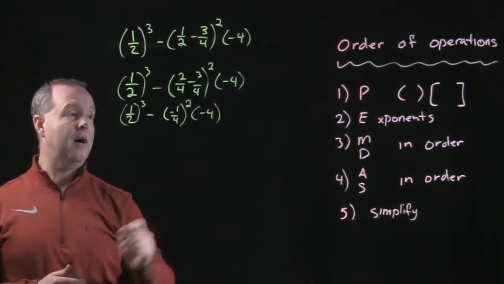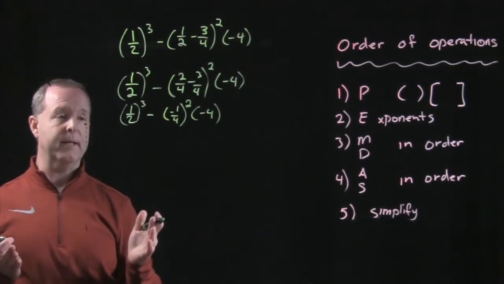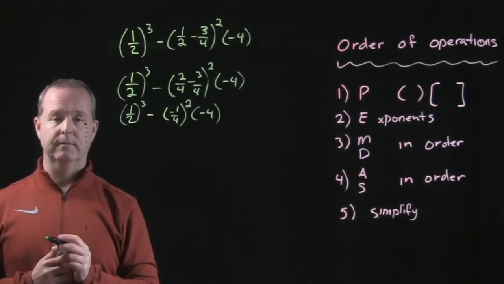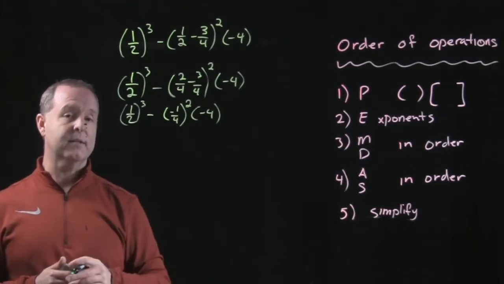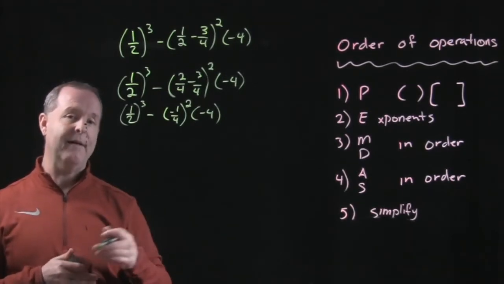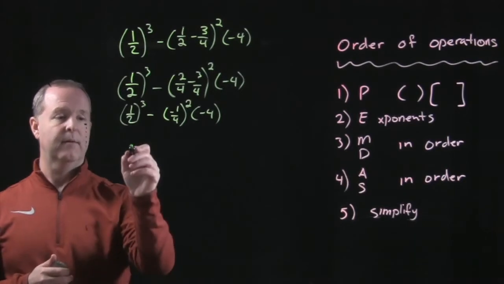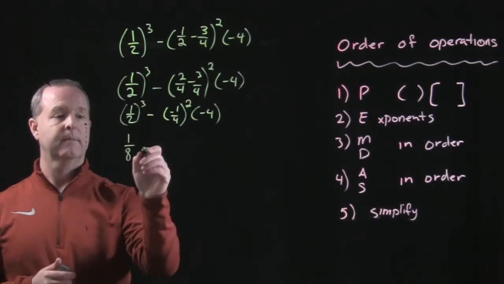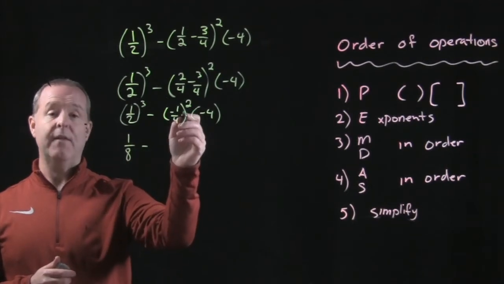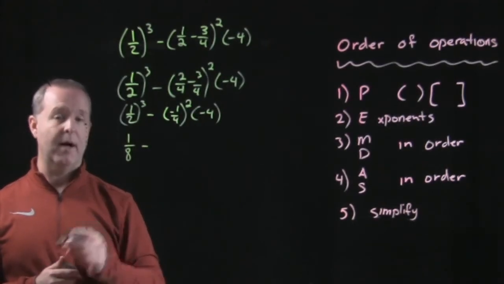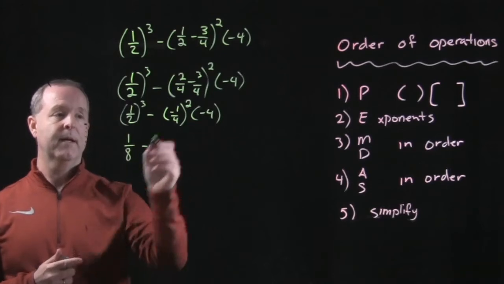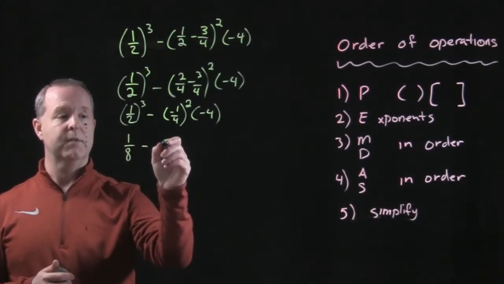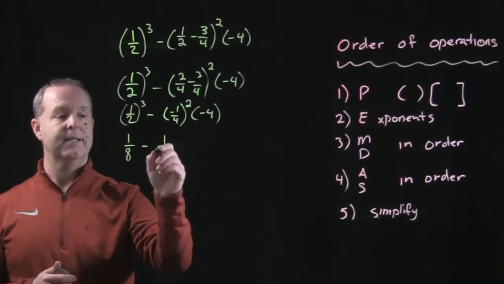The next part of the problem is exponents. There's no more groupings. Now I'm looking for exponents. 1/2 to the third. Well, 1/2 to the third is 1/2 times 1/2 times 1/2, which produces a 1/8 minus, I have another exponent I can do at the same time if I want, since they don't impact each other. I have a negative 1/4 times a negative 1/4 produces a positive 1/16.